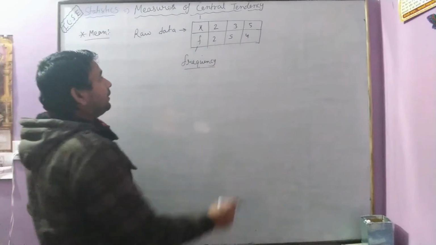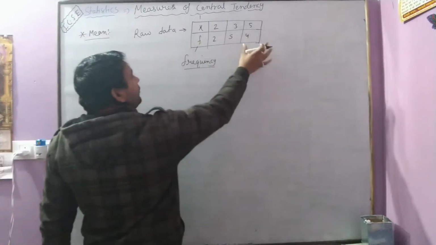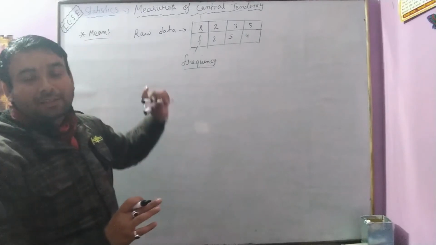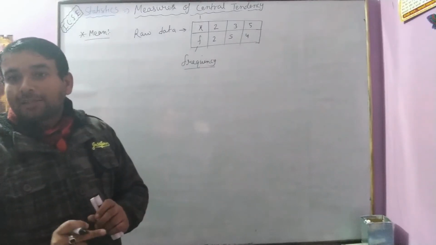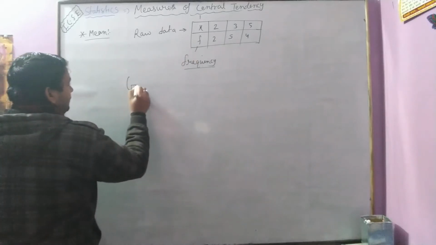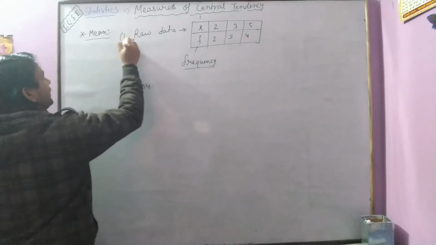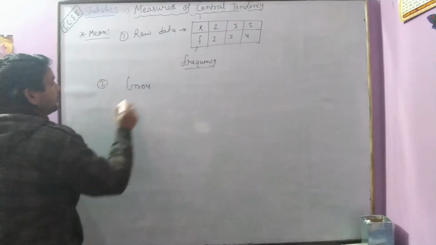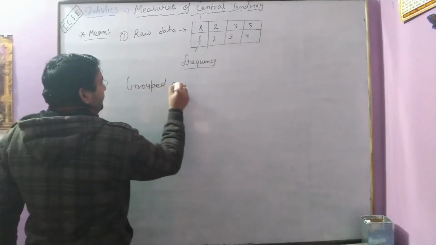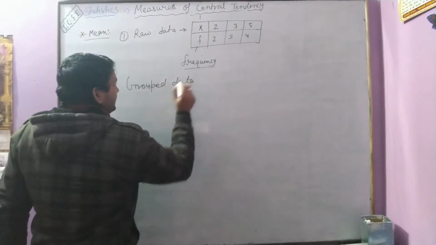Clear? So for calculation of this kind of data, we are using some methods. Those methods are the direct method and the indirect method. This is the first kind of data. Now the second is grouped data.